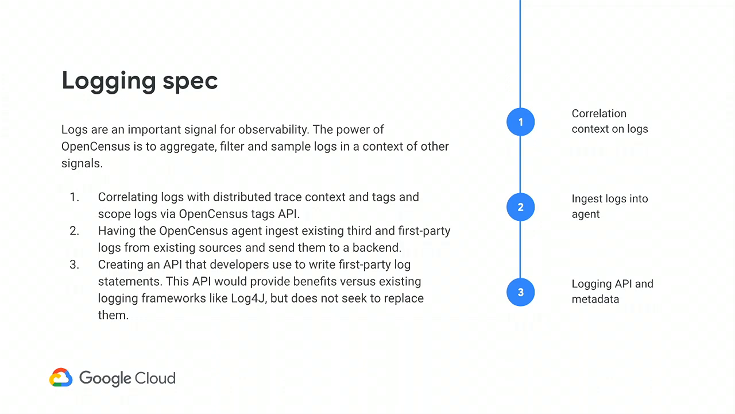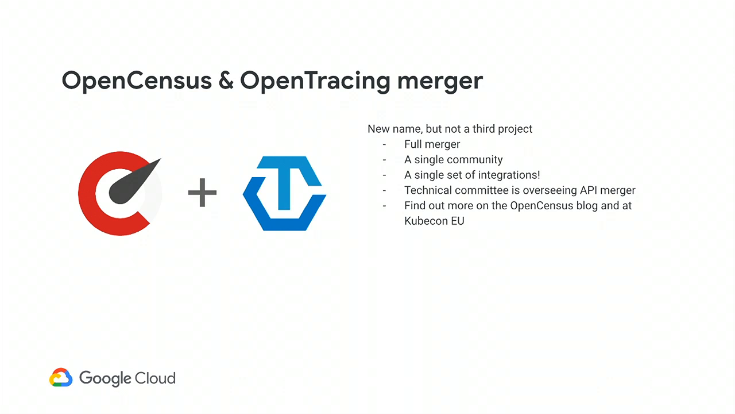To do that, we need these library writers to trust us and make sure that it's a true standard. We have another project in CNCF doing the same thing, standardization across distributed tracing. It's called OpenTracing. And I'm happy to tell you that we already announced we're merging projects. This is a big deal.